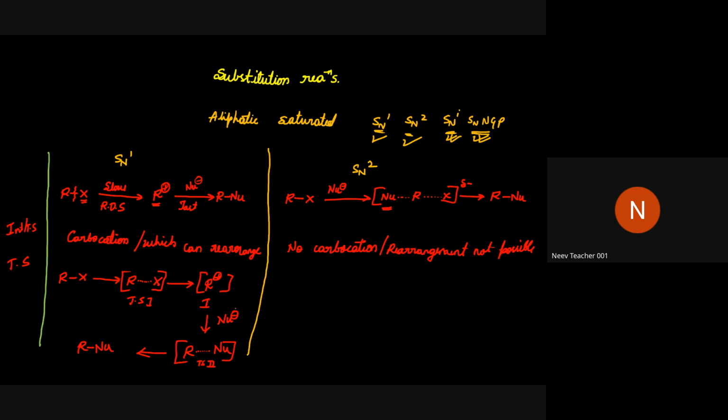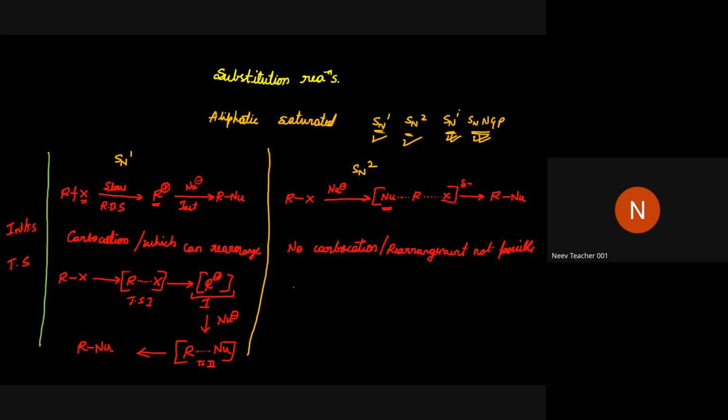If there is only one intermediate, then there will be two transition states across that intermediate: one before the formation of the intermediate, and one after its formation. Is it clear? So there are two transition states in a basic SN1 reaction. Got it? Is it clear? Yes. So see here, the number of intermediates is 1. We'll come back to this data.